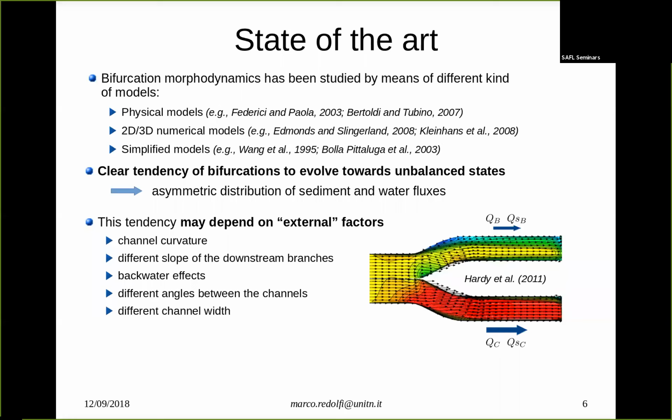This tendency may depend on 2 kinds of factors. It can depend on external factors, like upstream channel curvature, different slope of the downstream branches, backwater effects, different angles of the bifurcates. But it can also spontaneously arise as a result of a free instability mechanism.